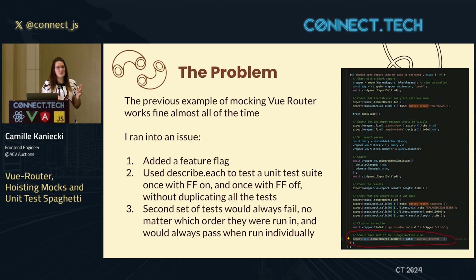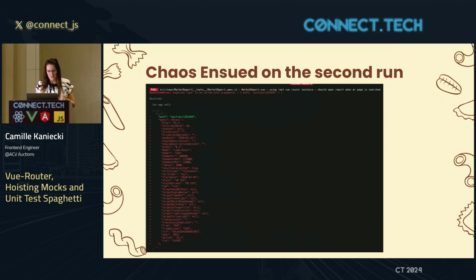Now, as I said before, these are the exact same tests, and they both pass independently of each other. It didn't matter what order I wrote them in. I could have reversed the true and the false. The second set would always fail. And here's what it looked like. It's very scary. But I'll explain what's happening in a minute.